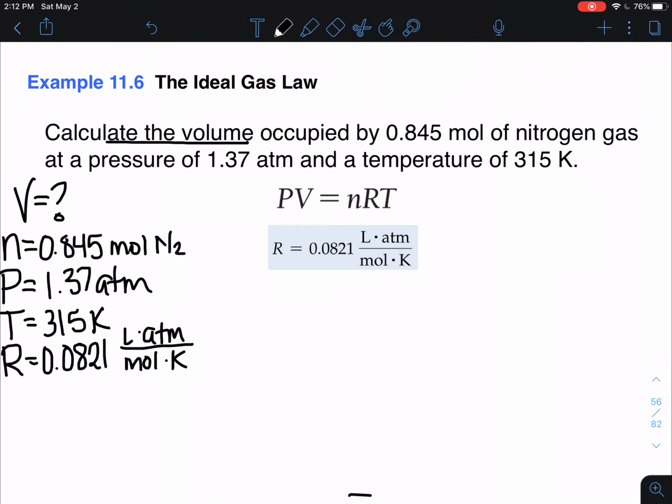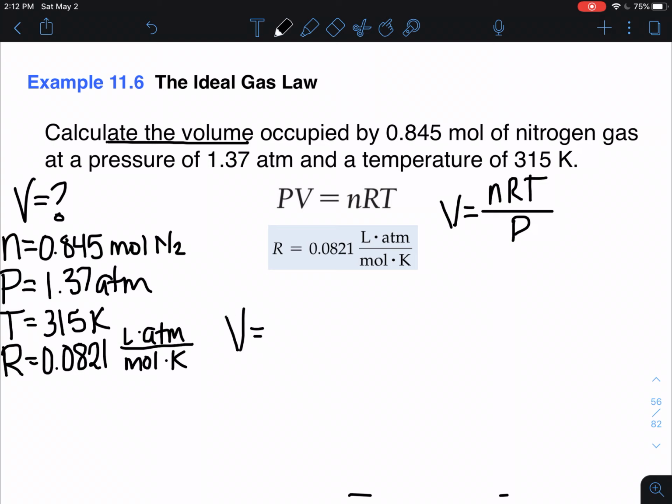Now we're going to rearrange this to solve for V. All we have to do is divide both sides by P to isolate V. So the final equation is V equals nRT over P.